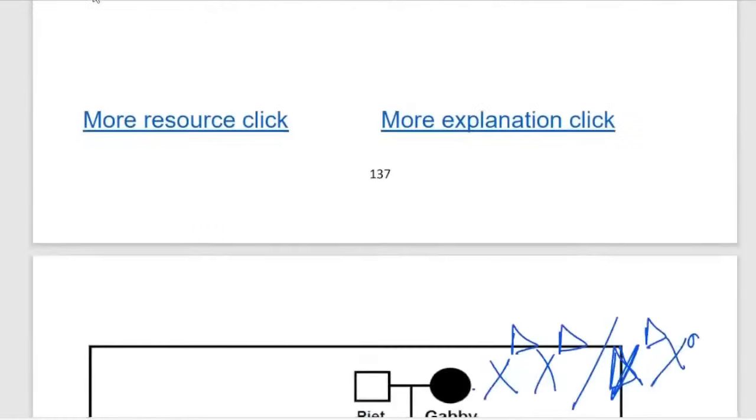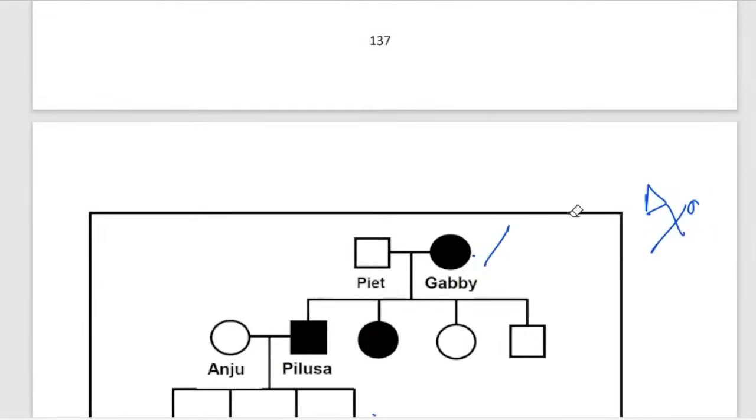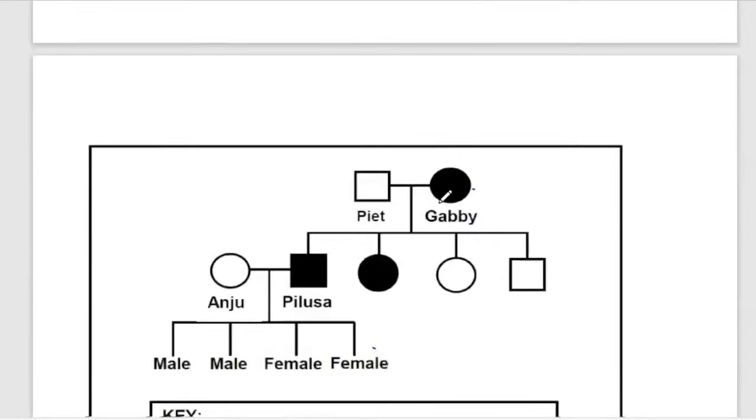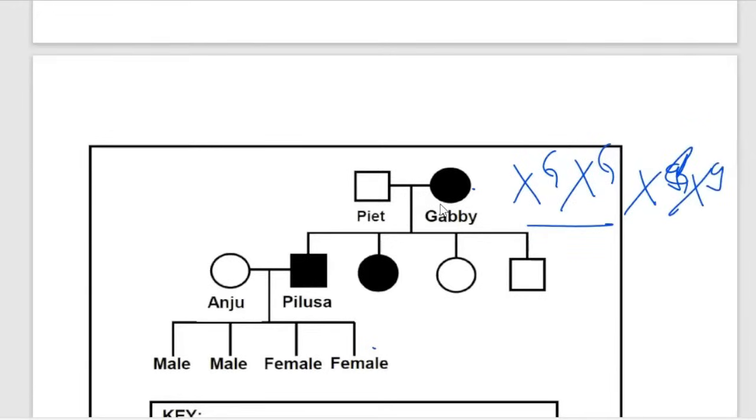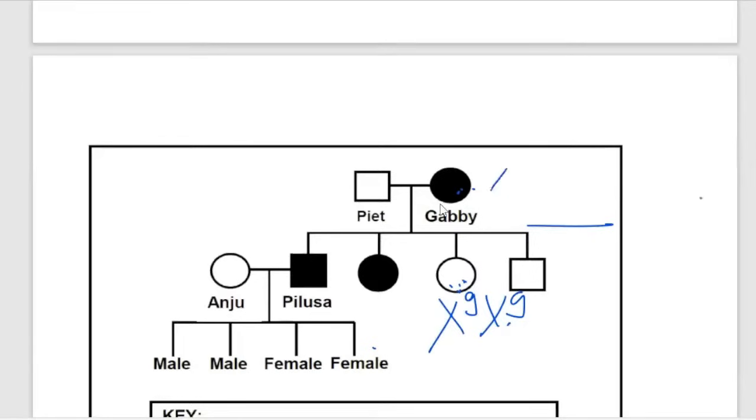They used G. Sorry, guys. Please use the letter they have given you. Don't just use what you think is correct. Therefore, it's going to be X capital G, X capital G, X small g. But now I need to find out about this one. This one is normal, so it's going to be small g. Therefore, this person can't be this, because the kid has a small g, so it came from here. Therefore, this individual is capital G, small g. So that one is done.